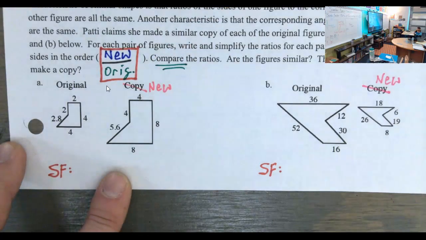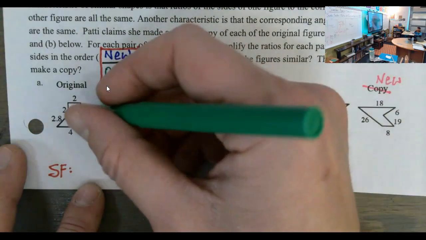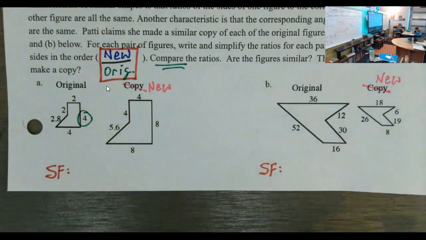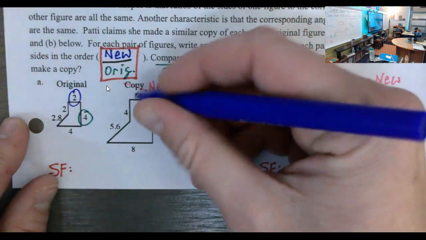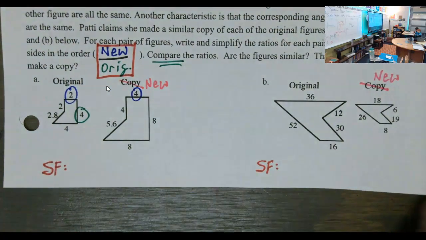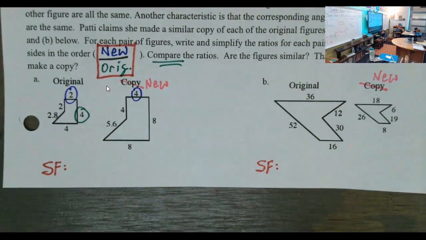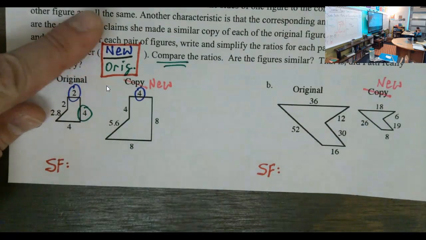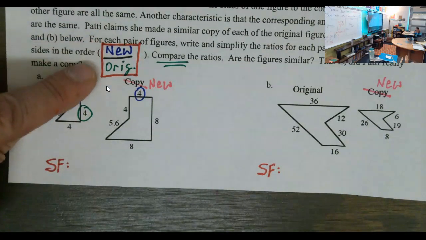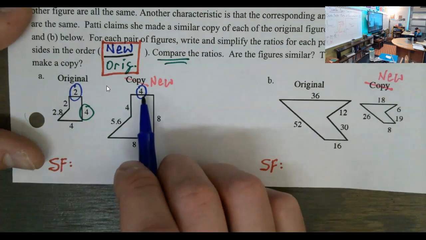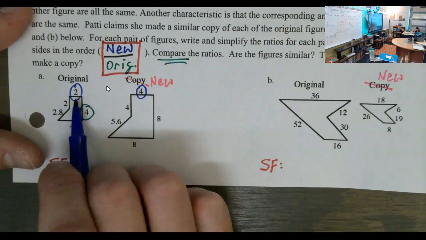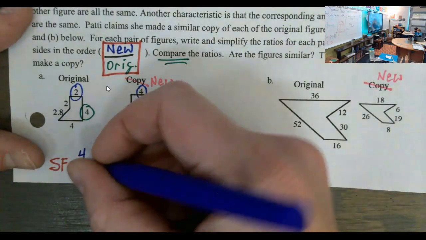I looked at the original, and I found 2, and I looked at the top, and I saw 4. Sorry, you started with 2 and 4. So what's the ratio I would set up down here? That's not a ratio. 2 is just a number. What's the ratio of new over original? Lane, what's the ratio of the new compared to the original? 4 over 2.